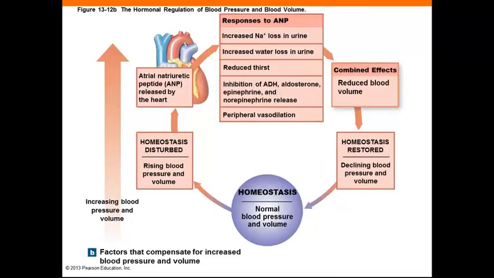Atrial natriuretic peptide is released by the atrial walls when the blood pressure increases from the stretch of the atrial wall due to more venous return. The effect is an increase in sodium and therefore water loss by the kidneys, and it reduces thirst. It blocks the release of antidiuretic hormone, aldosterone, epinephrine, and norepinephrine, and it stimulates arterial dilation.